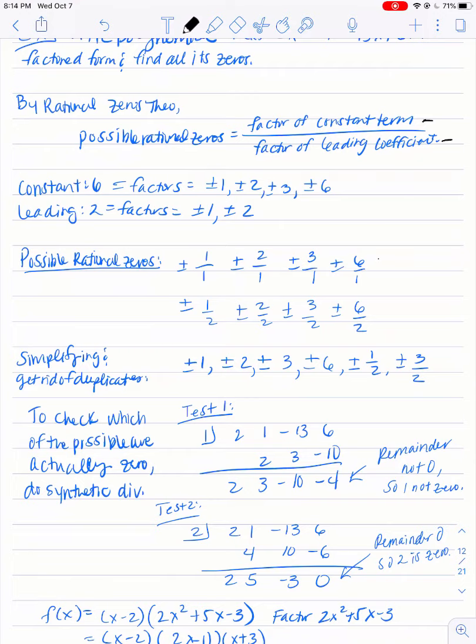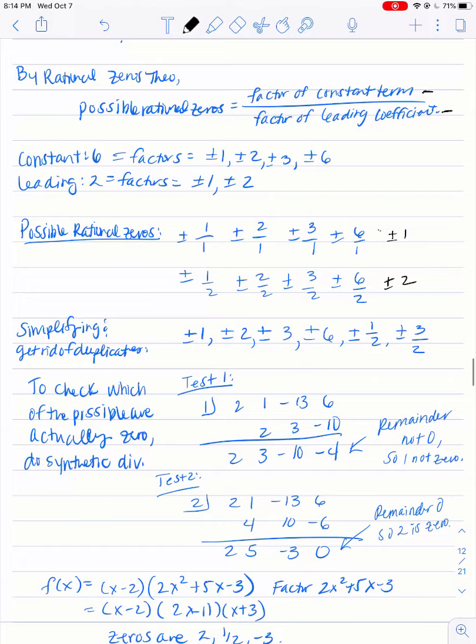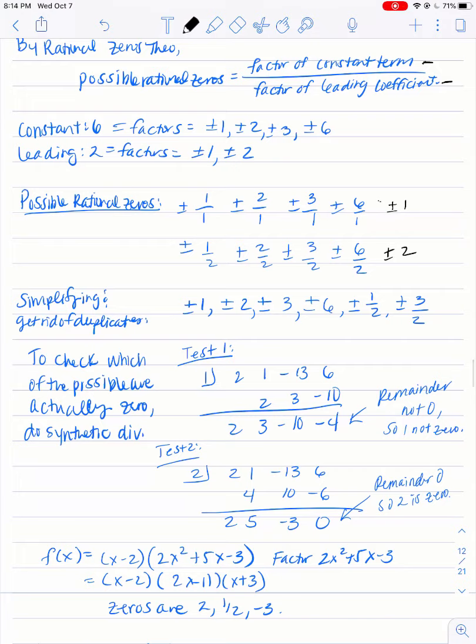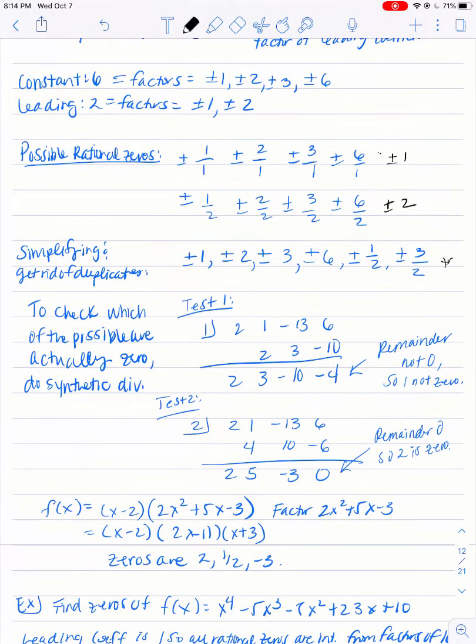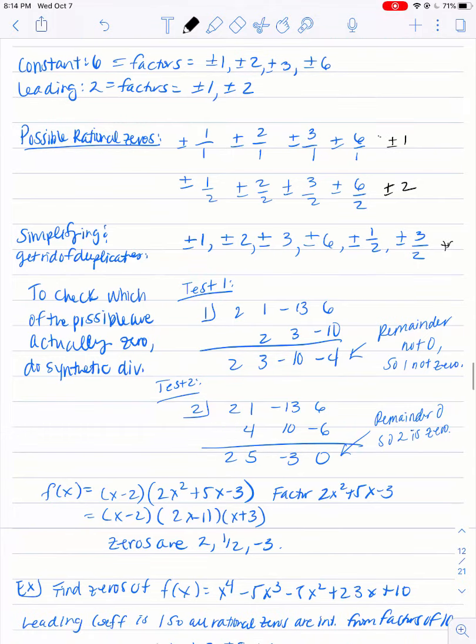Here I put all the factors over plus or minus 1, and then all the factors over plus or minus 2, and then we get all these. If I simplify each by dividing and get rid of duplicates, I end up with this list. To check which one is actually a zero, we can do synthetic division. I test the value 1, and I do not get a remainder of 0, so that is not a zero.